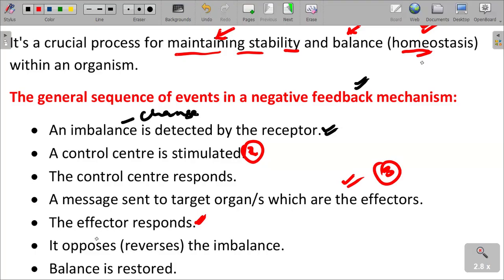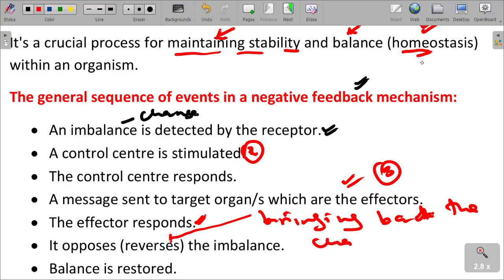So the effector response opposes or reverses. It actually controls the imbalance. The reversing is bringing back to normal, by bringing back the change to normal, or basically reducing what has been detected as a change there. So what I want you to note here is that the negative feedback mechanism operates by these systems that we are talking about. So bringing back the change to normal is what we need to understand. So the balance is therefore restored.